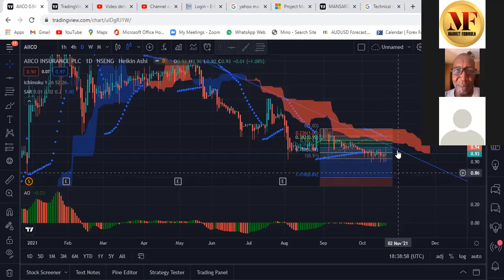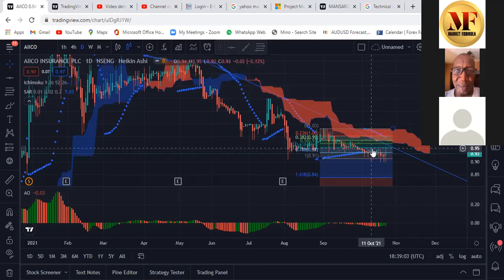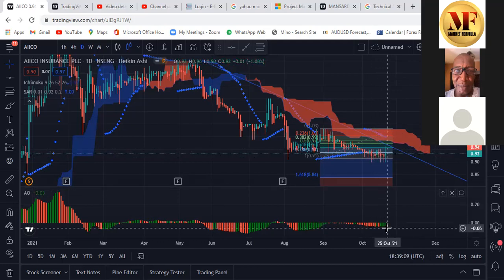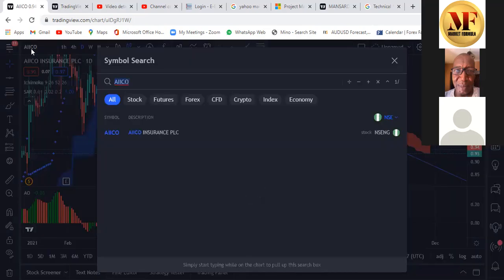All right, so that's what I'm expecting. This trend line is preventing it, but for some time now it has been consolidating. This is consolidation, and look at it. Momentum starts building up. You can wait, but if I want to buy, I will buy a portion of my trade like this. Let's see other insurance. What stock are we talking about now? This is Heiko.